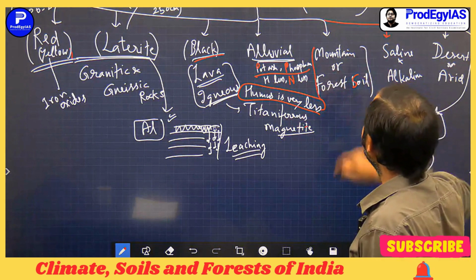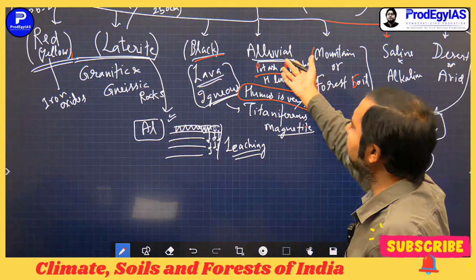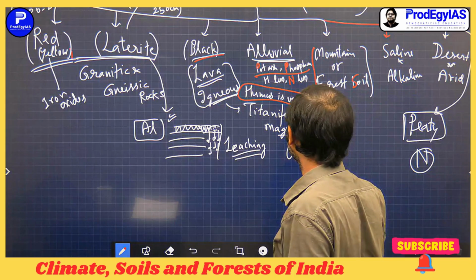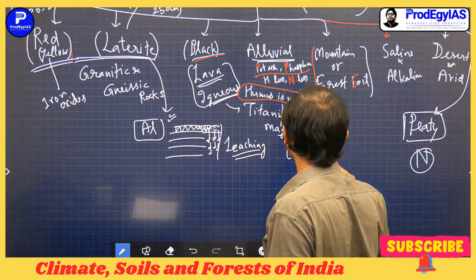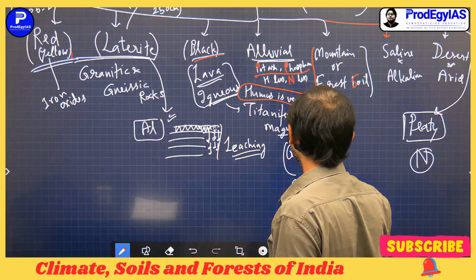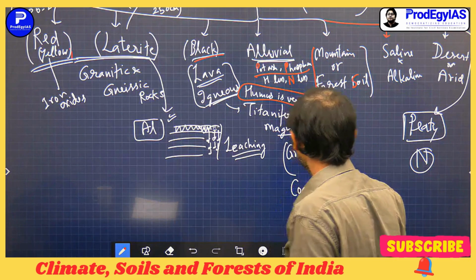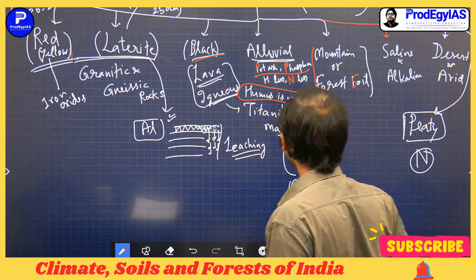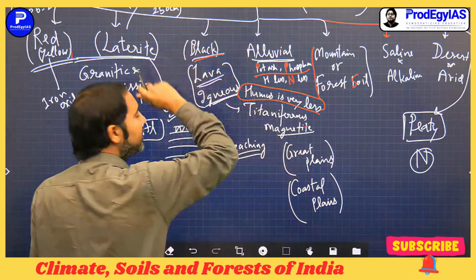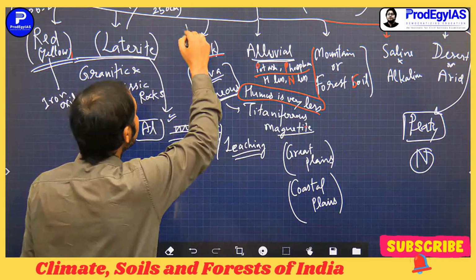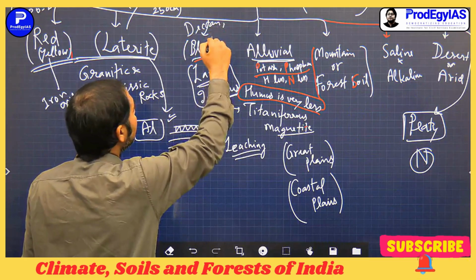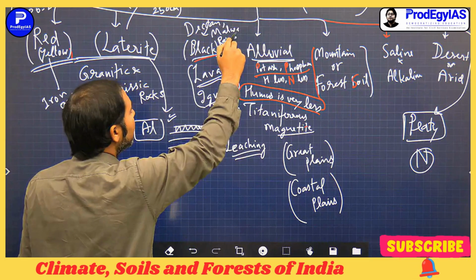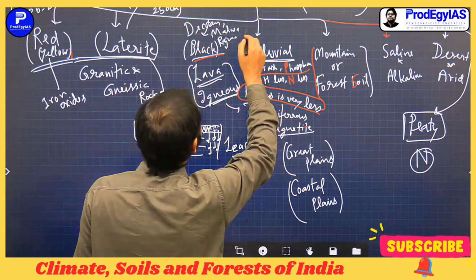Then mountain or forest soil. You know alluvial soils, where are they found? Yeah, in Great Plains, in coastal plains in the form of coastal alluvium, and in the Indo-Gangetic plain. This black soil is largely found in Deccan Trap, Deccan region, Malwa, Rajmahal, wherever igneous activity has been.